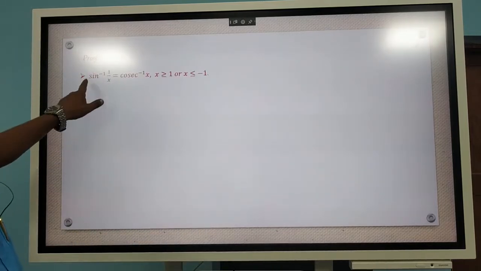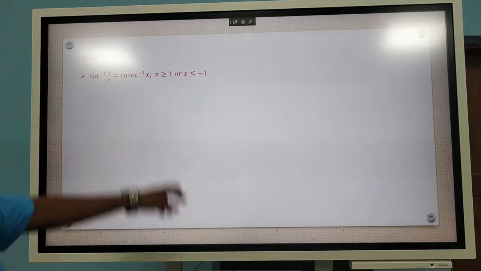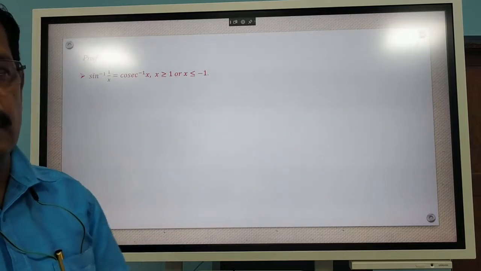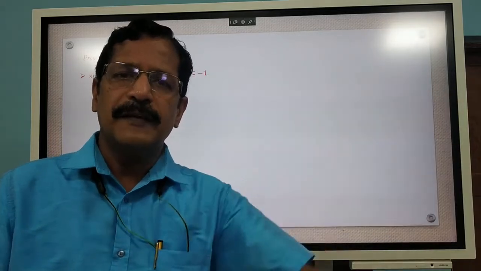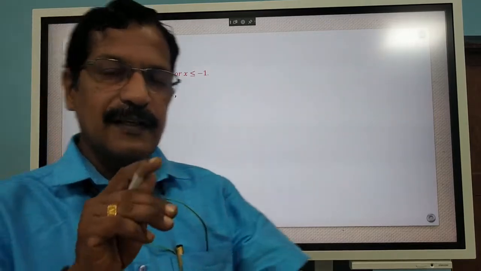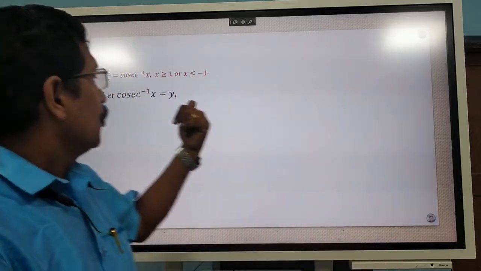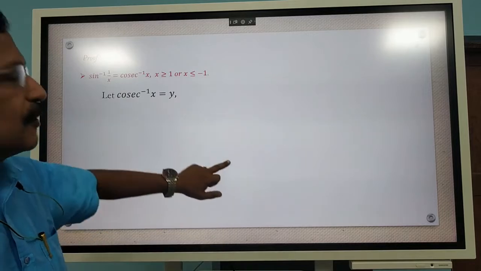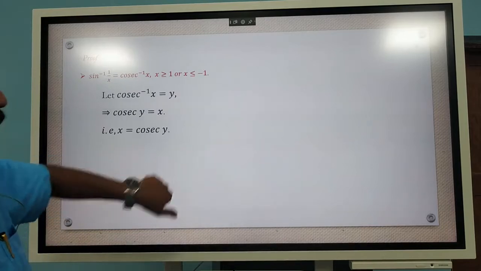So, proof for the first one, sin inverse 1 by x is equal to cosec inverse of x, where x is greater than or equal to 1 or x less than or equal to minus 1. What we have to take? Let us take cosec inverse of x is equal to some y. But we know that f inverse of x is equal to y implies x is equal to f of y. Same way, cosec inverse of x is equal to y implies x is equal to cosec y. So, x is equal to cosec y.